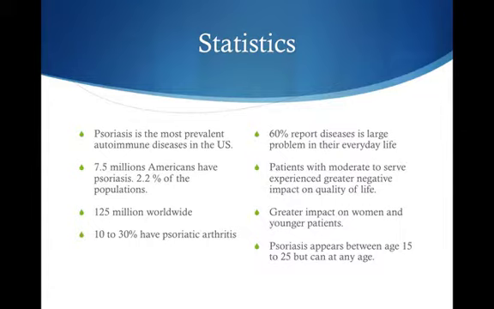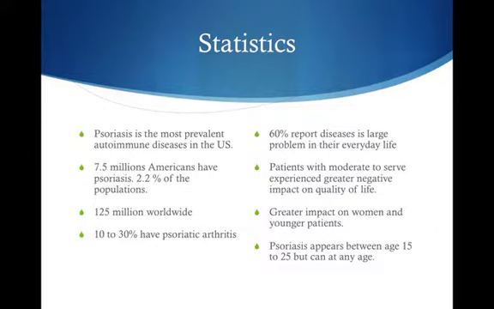Statistics: psoriasis is the most prevalent autoimmune disease in the U.S. It affects 7.5 million Americans, and 2.2% of them have psoriasis. 125 million people worldwide have psoriasis, and 10 to 30% have psoriatic arthritis. 60% report that psoriatic arthritis and psoriasis is a large problem in their everyday life.